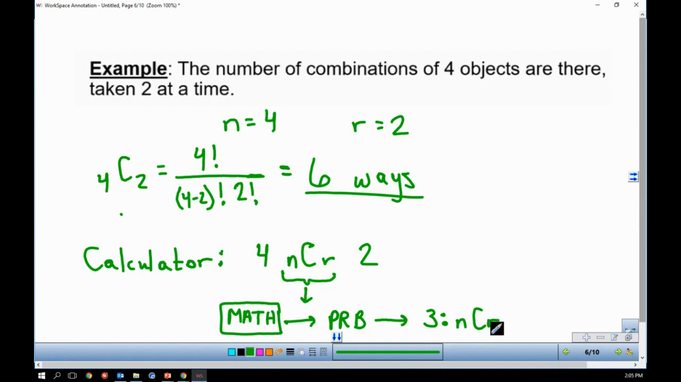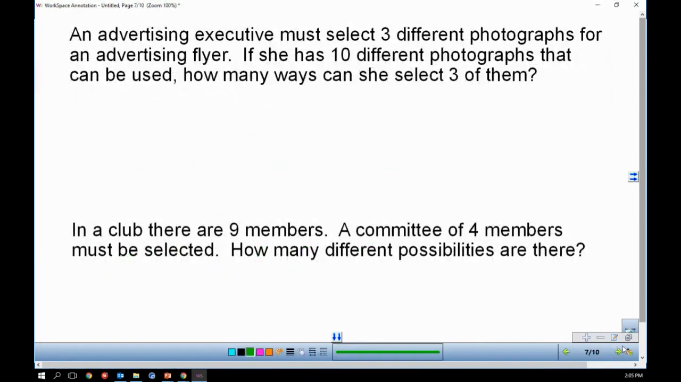Questions on this example? Okay, on to the next one. At this point, we're just going to be working straight examples. That's the new material. We're just working examples so y'all can get the hang of it.